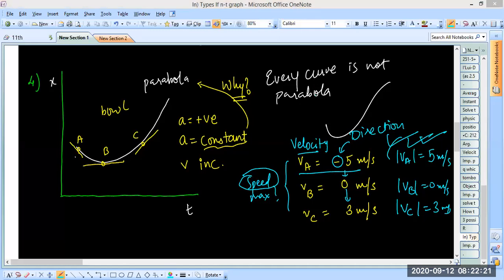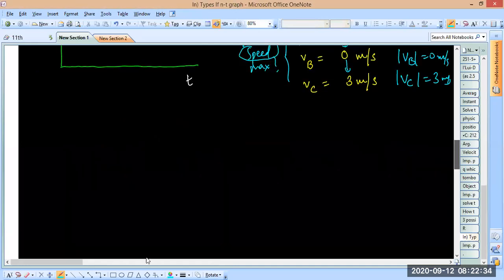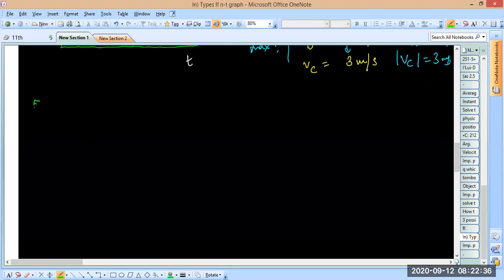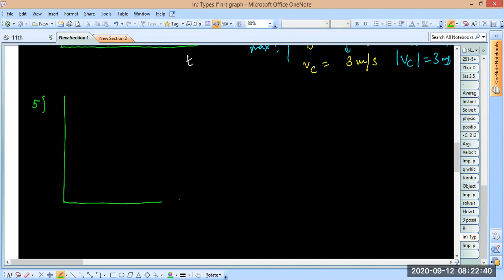Okay. Right. So V is increasing because acceleration is positive, right? That's what is going on here, or vice versa. Okay, let's go to the next graph. Number 5. Please, everyone, remember all these cases. Please remember all these cases.